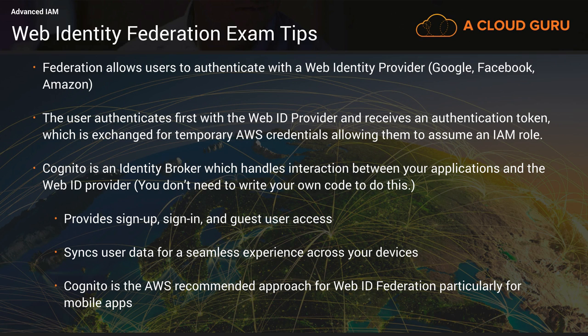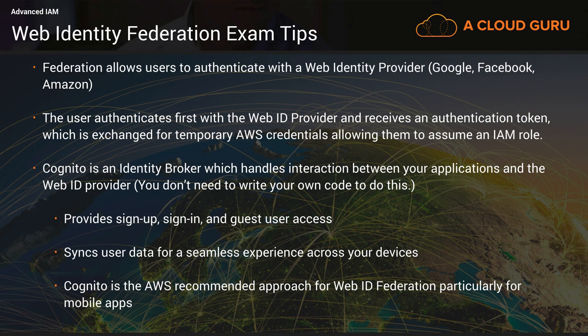So let's take a look at some of our exam tips for Web Identity Federation. Remember, Federation allows users to authenticate with a web identity provider like Google, Facebook, or Amazon. The user authenticates first with the web ID provider. They then receive the authentication token, which gets exchanged for temporary AWS credentials, allowing them to assume an identity access management role.